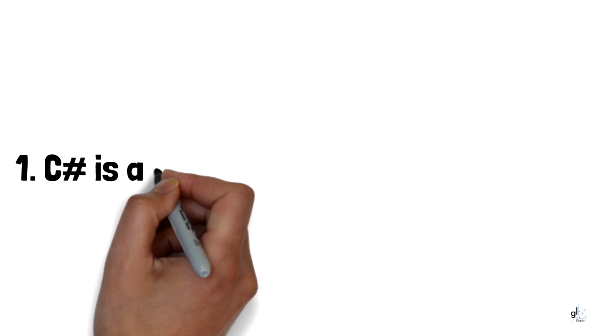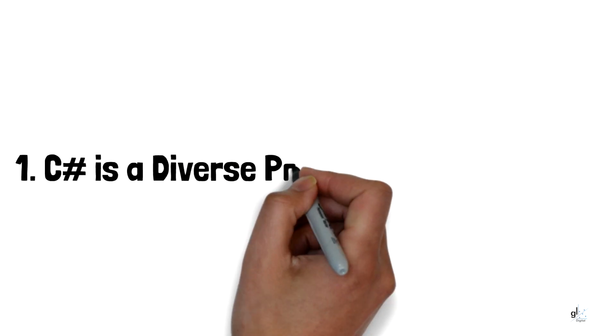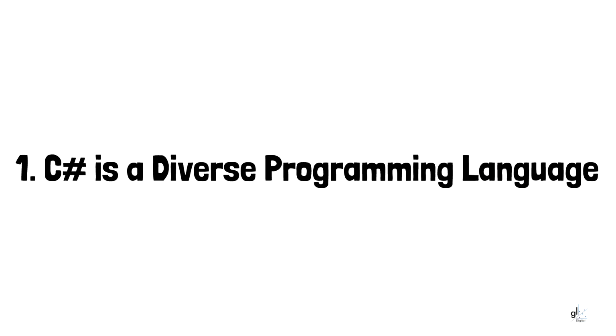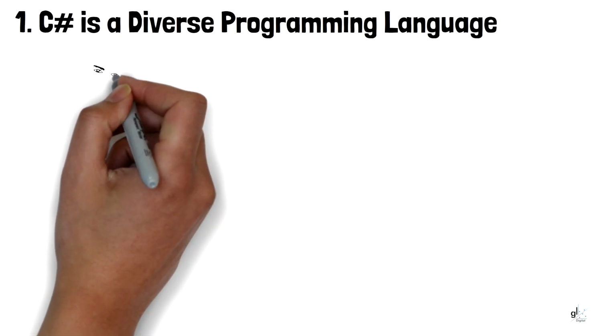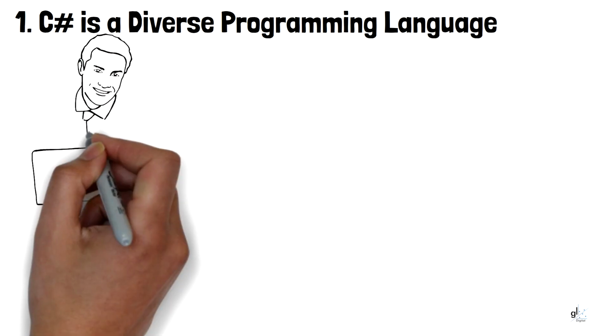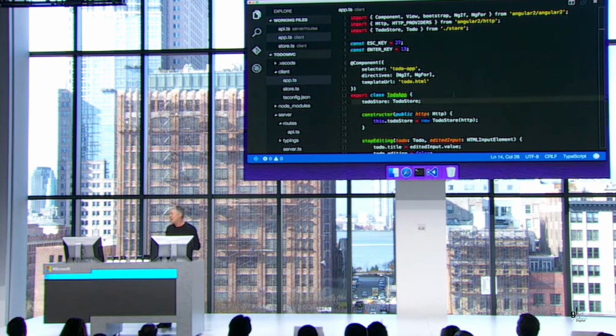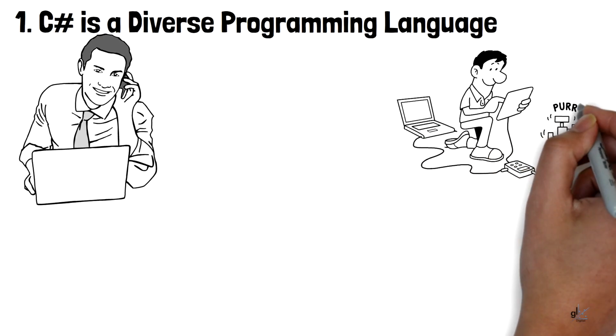Number 1. C# is a diverse programming language. C# is a modern general-purpose, object-oriented programming language. Fun fact, C# was originally entitled Cool, C-like object-oriented language. The language was developed in the year 2000 by Microsoft's Anders Hejlsberg, a prominent Danish software engineer with a history of popular creations.